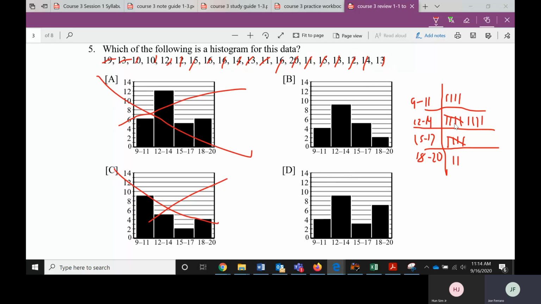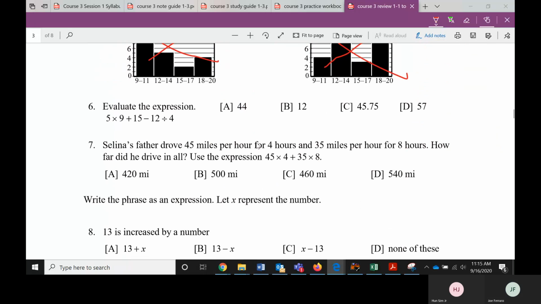When we look at 12 to 14, we have 9. So this one goes to 9. This one goes to 9. No difference there. 15 to 17, we have 5. 15 to 17, 5. 15 to 17, 3. This one's out. And then we can just double check, make sure 18 to 20 is 2. That is the correct answer. Okay, so that's how you do that one.